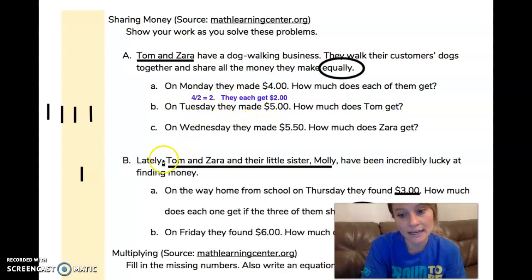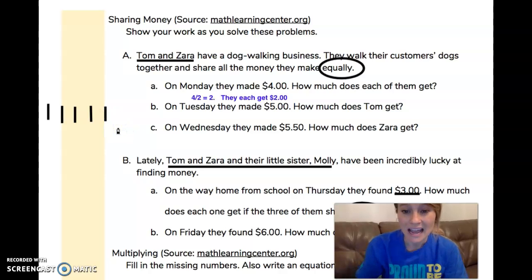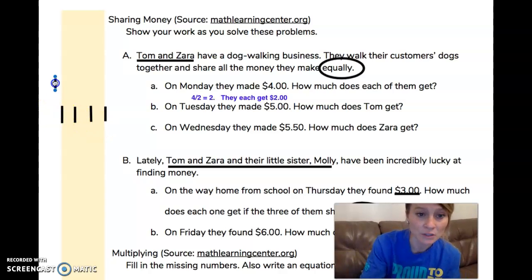Now on Tuesday though, they make $5. So let's pretend that's $5. How much does Tom get? Well, this is trying to trick you. It's how much does Tom and Zara get because they each get the same amount. So if I have $5, how much would Tom get? So look what I'm going to do. I'm going to pretend this one's for Tom, this one's for Zara. This one's for Tom, this one's for Zara.